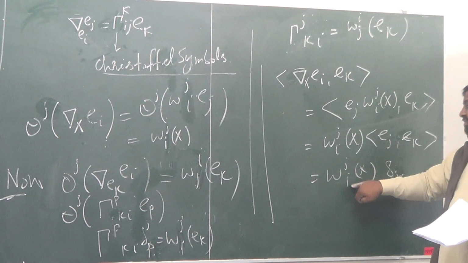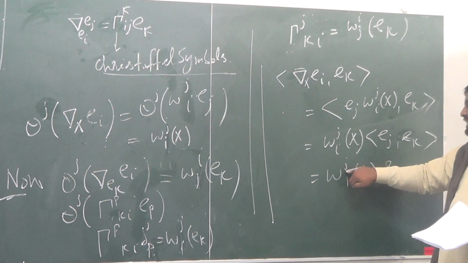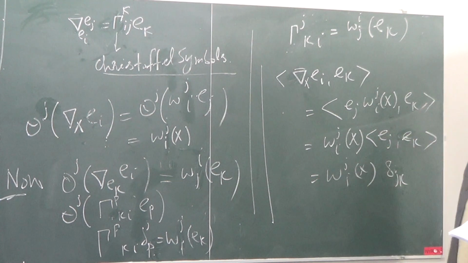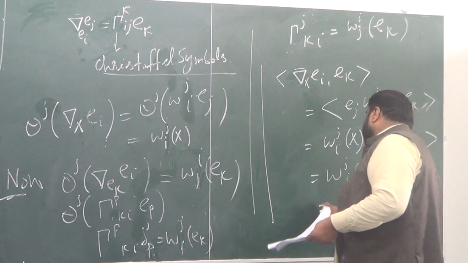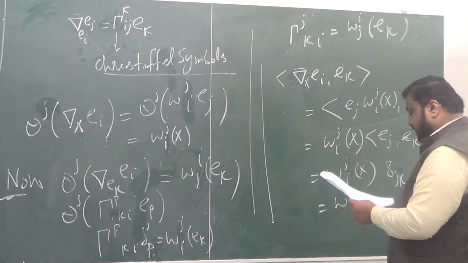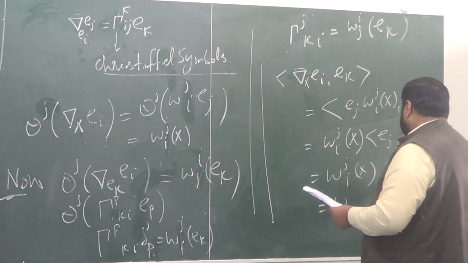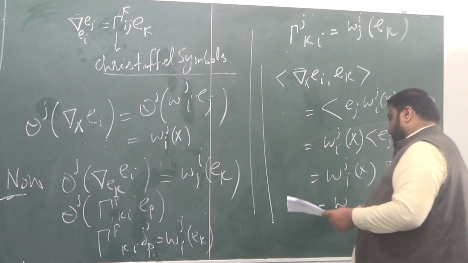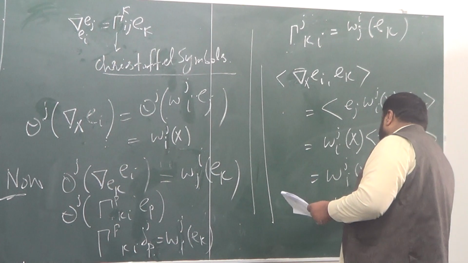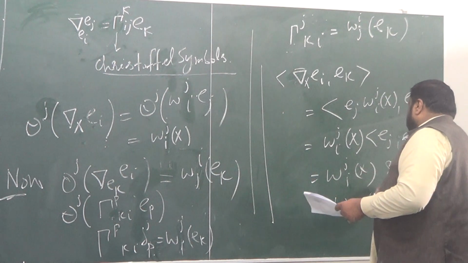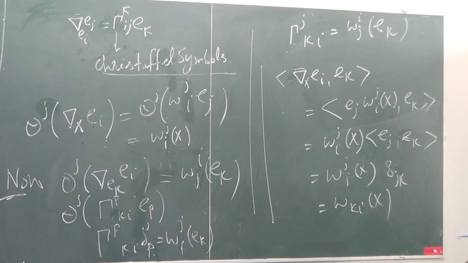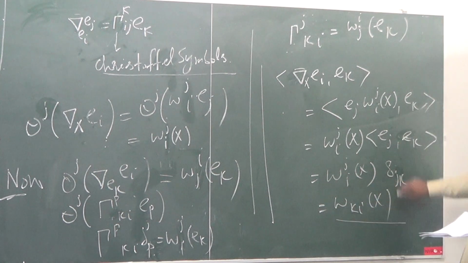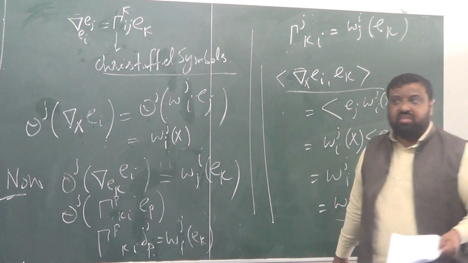We know that this g_jk, whenever it is multiplied with a quantity with an upper index, is going to lower the index. So if you multiply this, the j index will go away, and you're going to get w_ki of X. So these w_ki are what? These are basically these pointers.